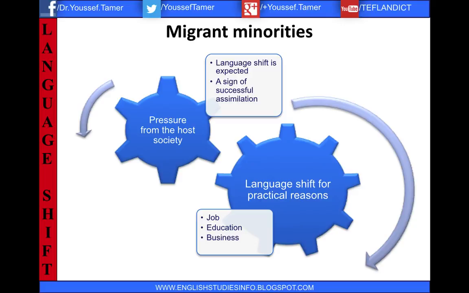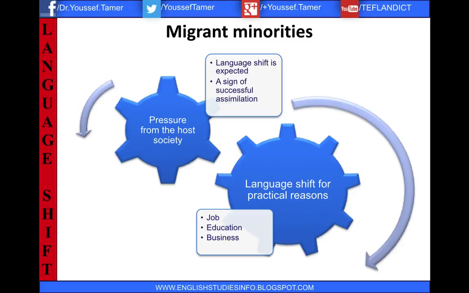It's a sign. For example, these generations, especially the younger ones, when they shift to the language of the majority, it is a sign for them of successful assimilation. That is to say, they have been able to integrate into the community, into the majority, when they shift into French or Spanish or Dutch or whatever local majority language. It's a sign for them of successful integration, and that's why they shift.